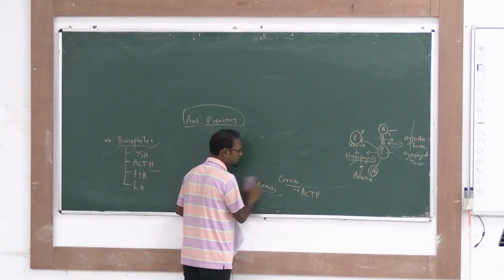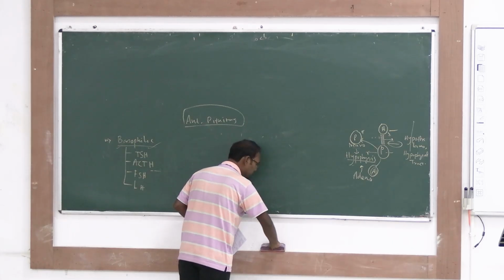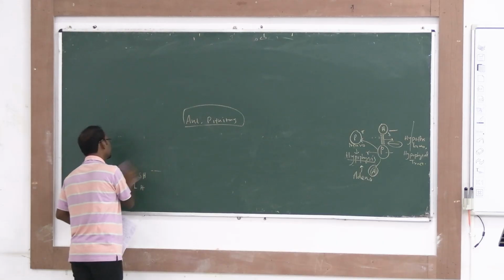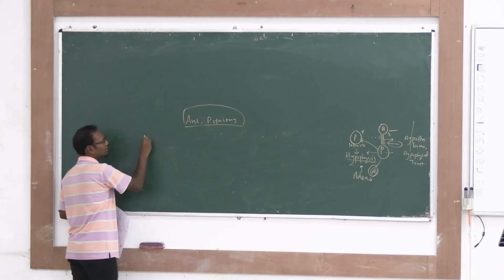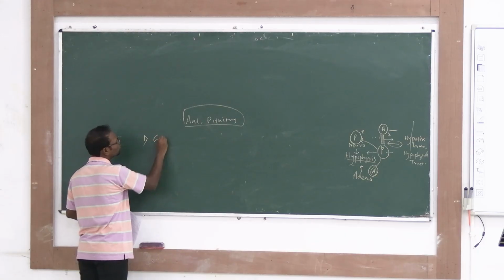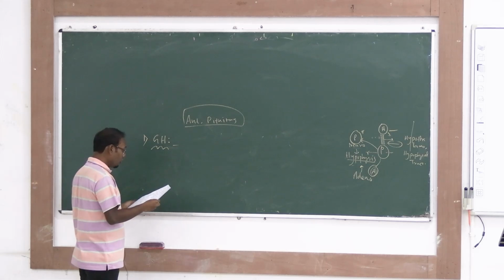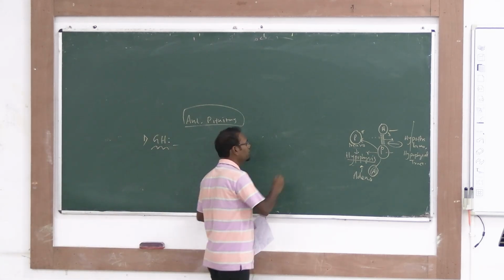Now we'll be discussing in detail the hormones released from acidophilic cells. 2 hormones we'll be discussing today, that is our twin hormones: prolactin and growth hormone. So let's get into it. First start with growth hormone. Let's begin with growth hormone.